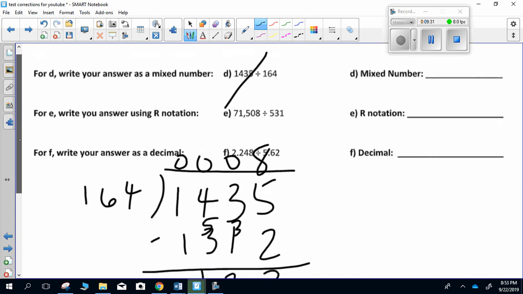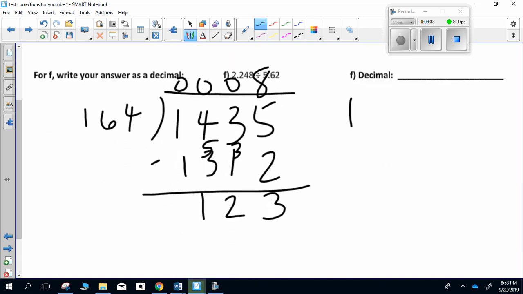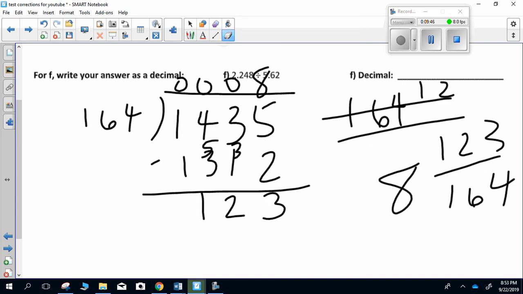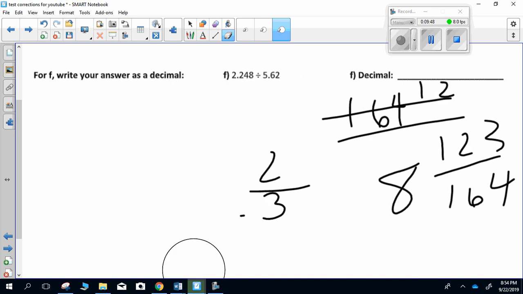And we were supposed to write it as a mixed number, so it would be 164 and 8 and 123 164ths. And that simplifies, believe it or not, to 3/4. But you didn't need to do that.